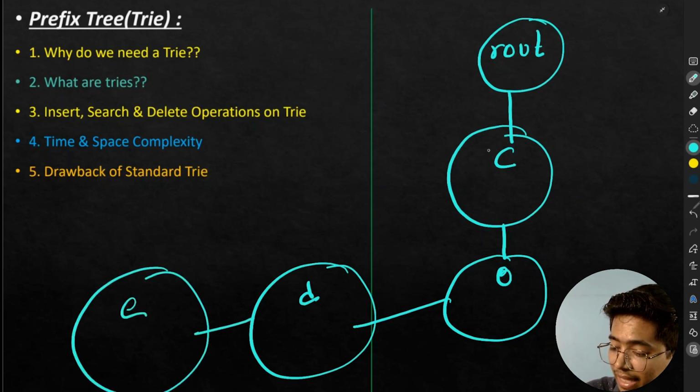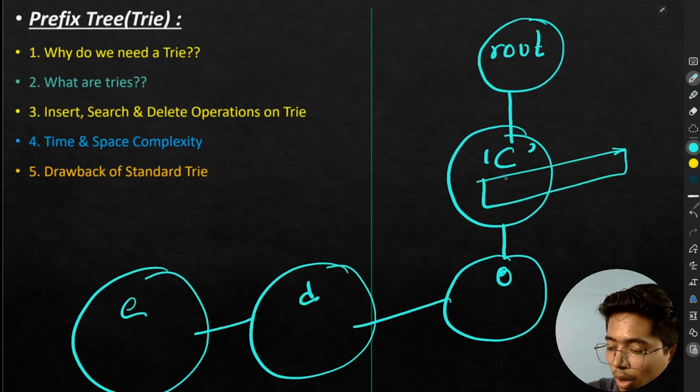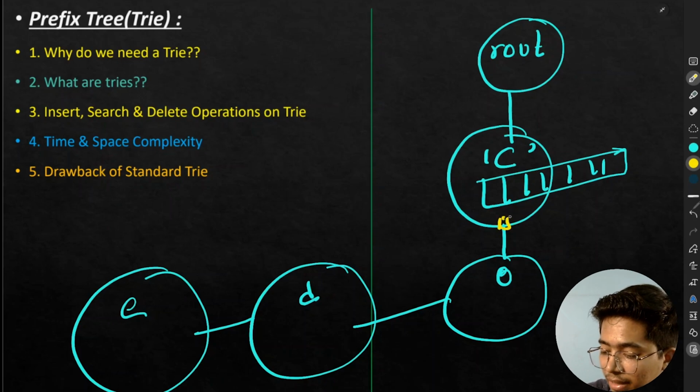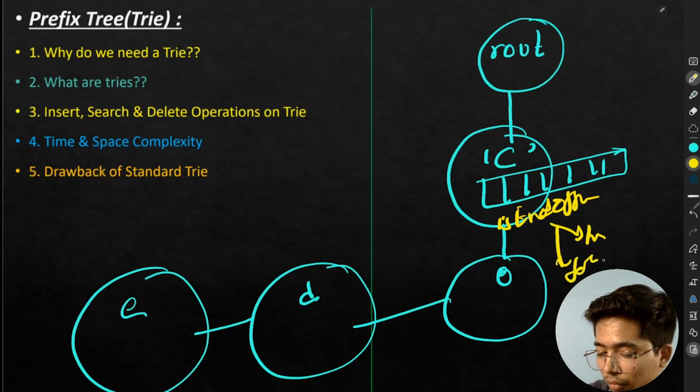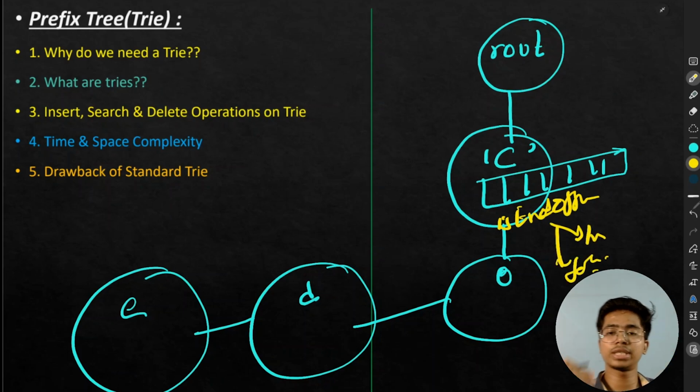So first it contains a character. Second, it contains an array of pointers. And third, it contains a boolean value, is end of string. That will be a value of either true or false. So this is the actual structure of the prefix trie.